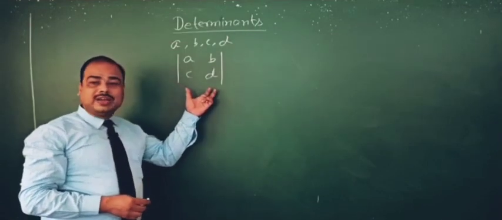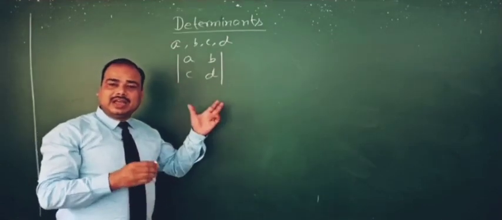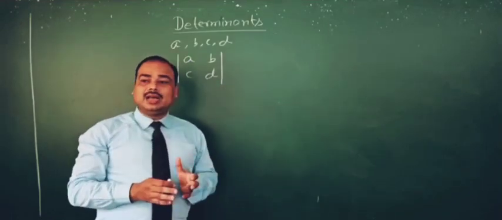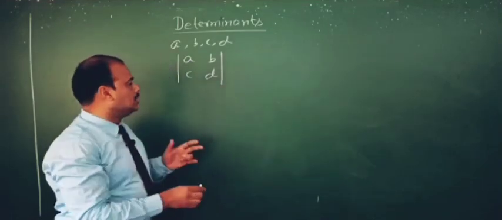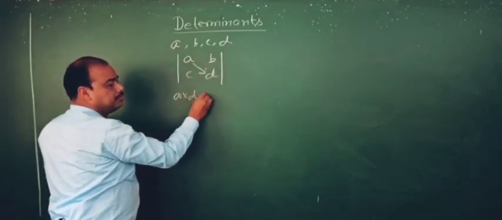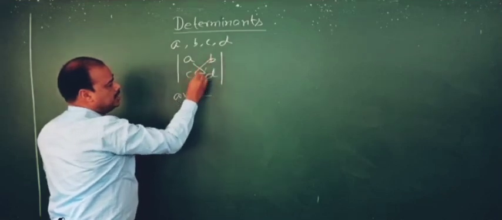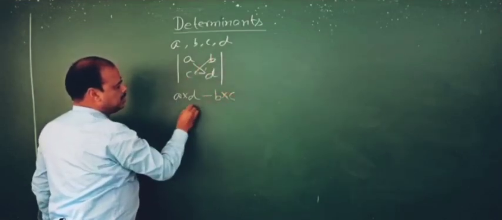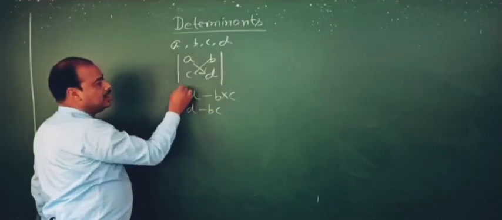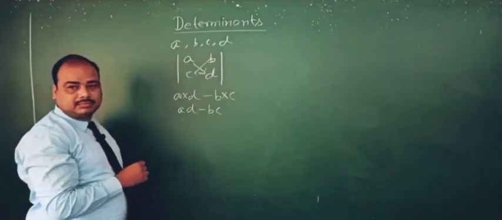Next, how to evaluate this determinant? Every determinant is evaluated as a single unit. A into D minus B into C. It means AD minus BC. This is the value of this determinant.